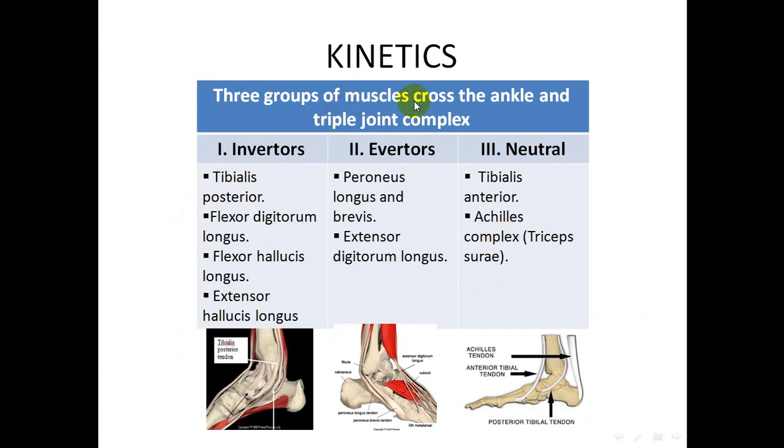There are 3 groups of muscles acting across the ankle and the triple joint articulations. The inverter group includes tibialis posterior, flexor digitorum longus, flexor hallucis longus, and extensor hallucis longus. The everter group includes peroneus longus and brevis, and extensor digitorum longus. And the neutral group without inversion or eversion, these are the tibialis anterior and the triceps surae.